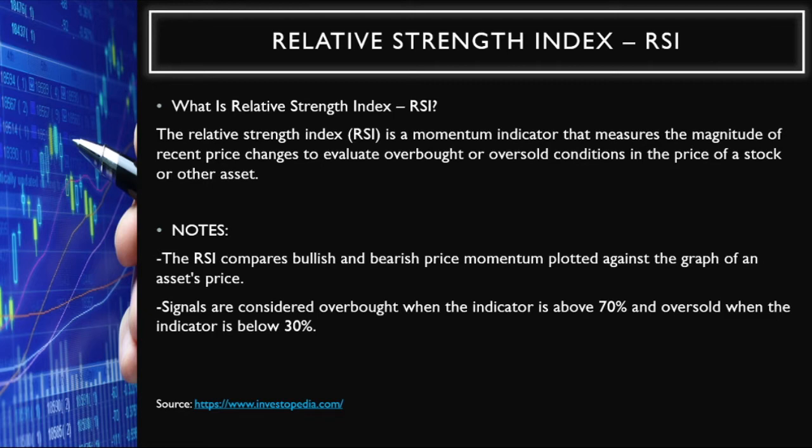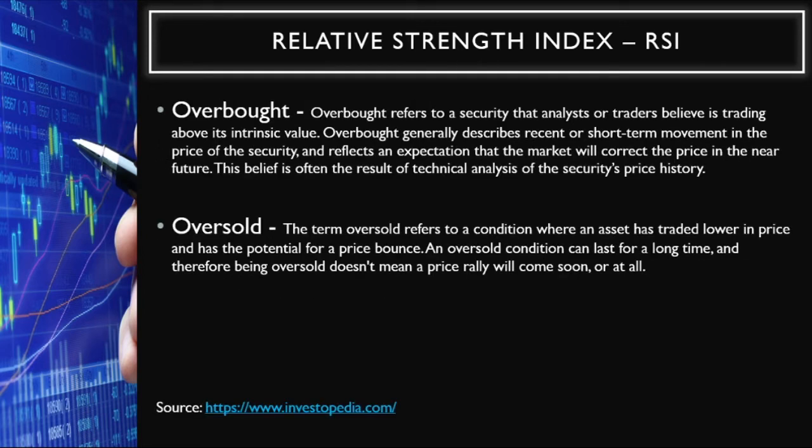Later, we will define what is overbought or oversold para dun sa mga benefit ng mga bagong traders and mga nanonood sa atin. But before we do that, let's take note, RSI compares bullish and bearish price momentum plotted against the graph of an asset price. Second note, signals are considered overbought for RSI pagka si indicator above 70% and oversold kapag si indicator below 30%. Pinag-uusapan natin dito yung oversold and overbought. Madalas din nating marinig yan sa iba't ibang mga traders. Pero let's define, ano nga ba si overbought at si oversold?